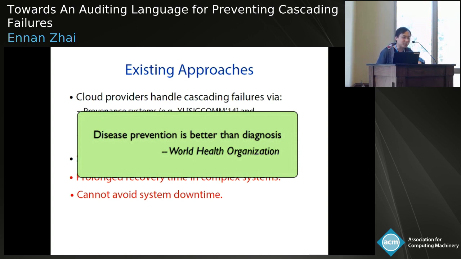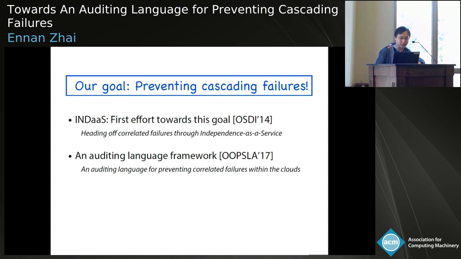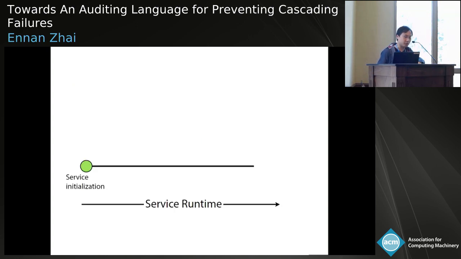So the goal of our big project is to prevent cascading failures before the service outage occurs. In this talk, I will cover two parts. In the first part, I will describe the first effort towards this goal. I published this paper in OSDI 2014, which is the Indus system. And in the second part, I will talk about the auditing framework, which is a language framework and appeared in OOPSLA this year.